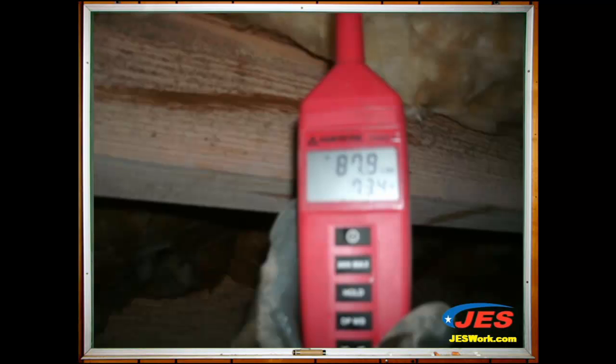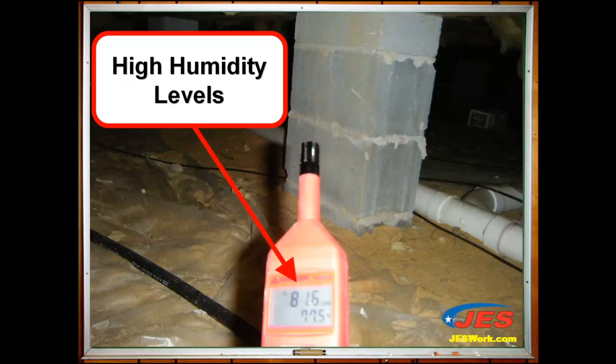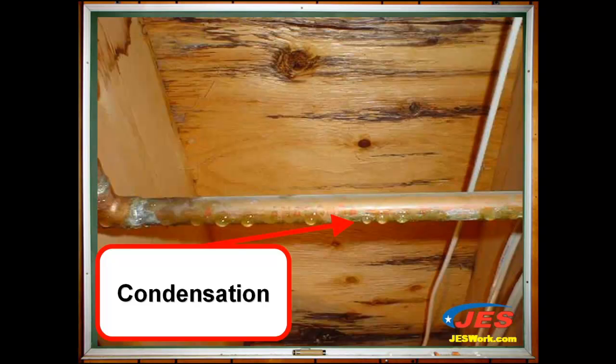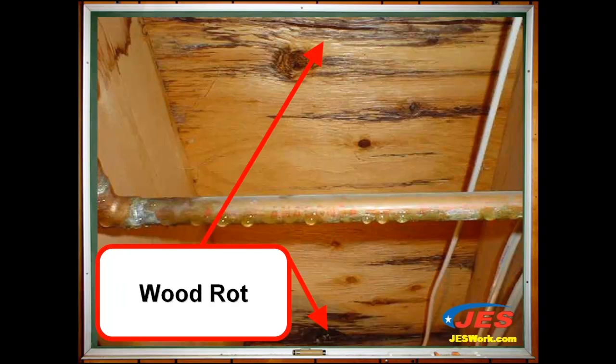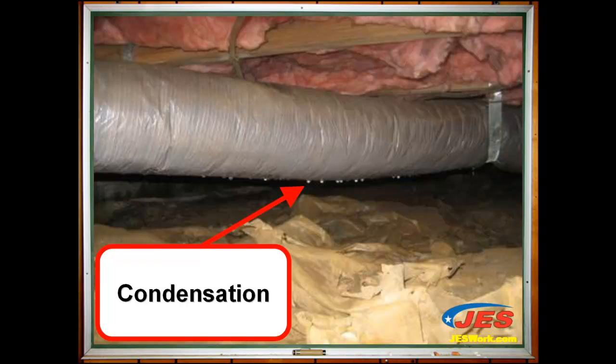When you have high humidity levels, taking a look at this picture here, we have a relative humidity level of almost 88%. Now, when we're at 100% relative humidity, we get rain. So 88% is very, very high. Here's another reading at nearly 82%. So when you have those high humidity levels, that can cause condensation that you see on the piping and the plumbing in your crawl space. It can also be the reason why you'll get wood rot, either in the subfloor or the beams in your crawl space. You may also see condensation start to form on any ductwork that's in your crawl space, as you can see in this picture here.